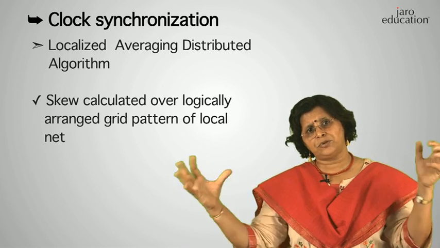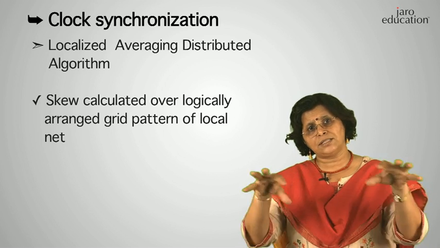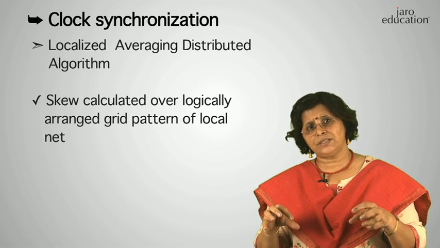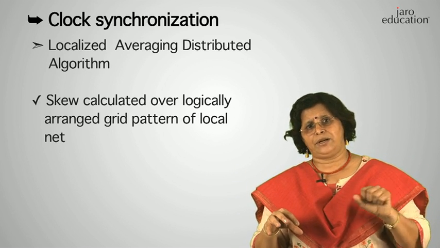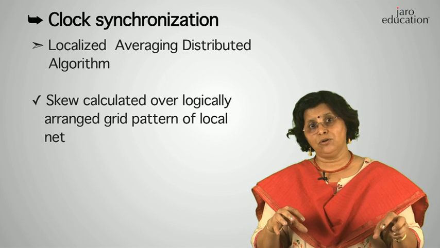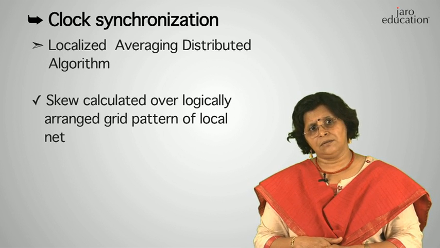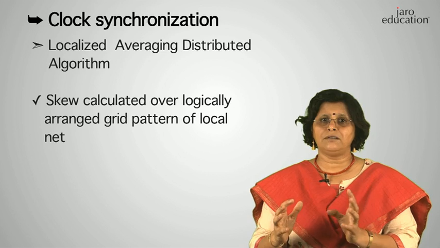So the entire distributed system is divided into local subnetworks, and the averaging of the time is done within each subnet separately, and this actually is good for large systems. So this is how distributed algorithms are going to work.